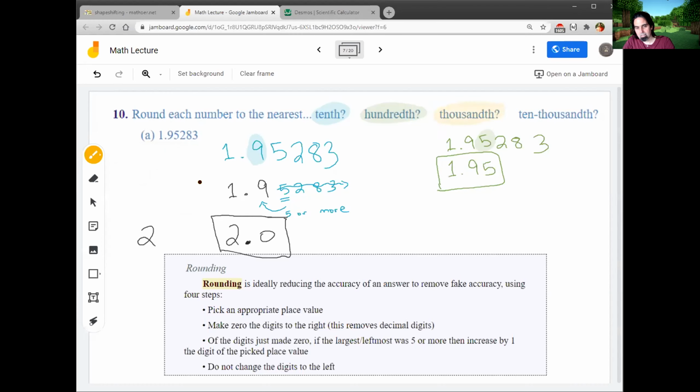Thousandths. So I want to mark my tenths, hundredths, thousandths. Now I'm going to get rid of an 8 and a 3. Is getting rid of the 8 going to change anything? Yes.